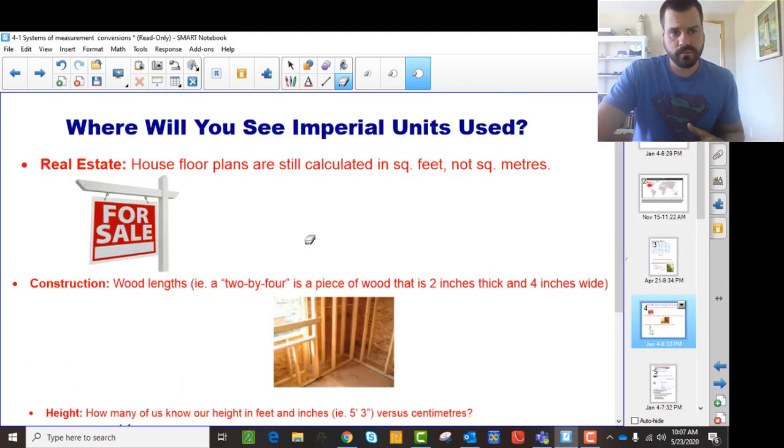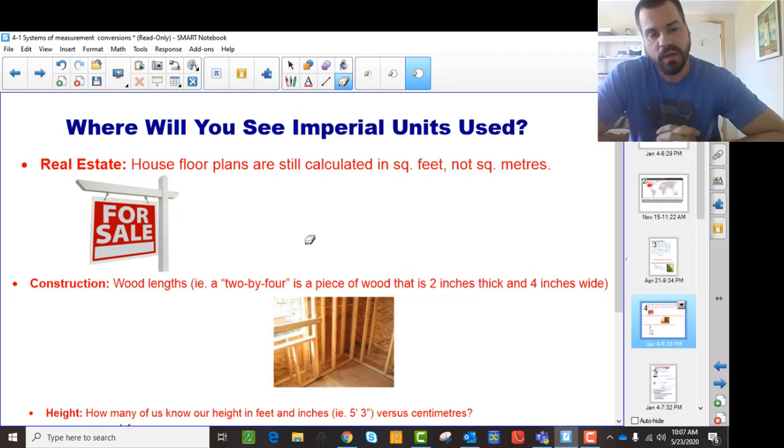Okay, so where do we see imperial units used? You will see a lot of different places where we still use the imperial system, even though we're not technically using the imperial system. So if you look on a real estate website and you're looking for how big a house is, you will often see it measured in square feet, not square meters. So a lot of people will say, "What's the square footage of this particular property?"